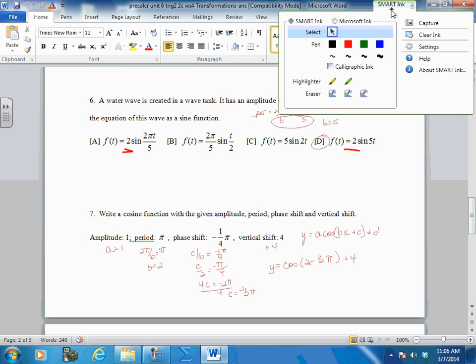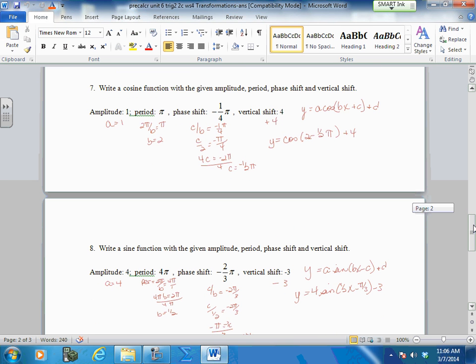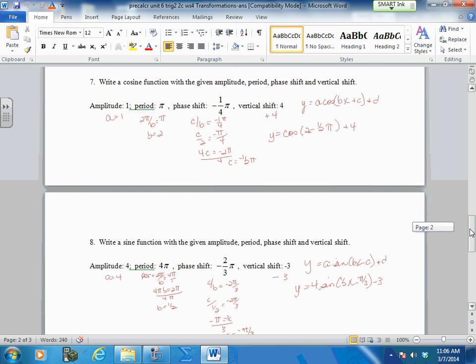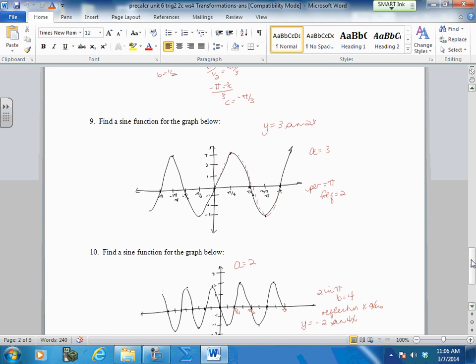Okay. All right. That one's probably similar. I want to get to the graph. Did you guys get the graph? Okay. Look what this is. This is pi right here. So how many cycles are in pi? 1. So how many cycles would be in 2 pi? 2. That's where that 2 came from.